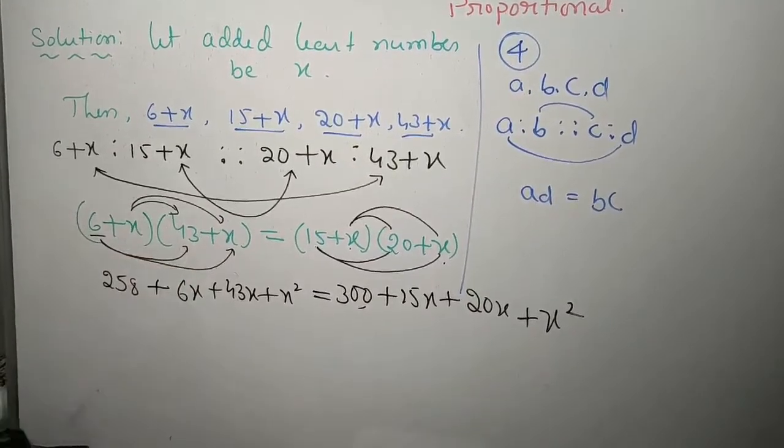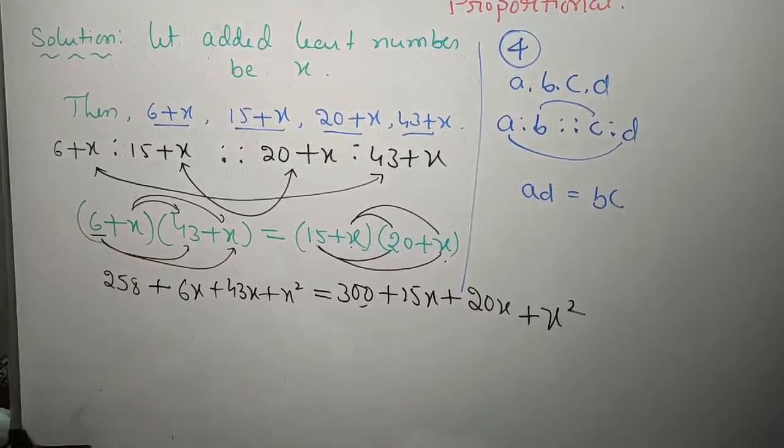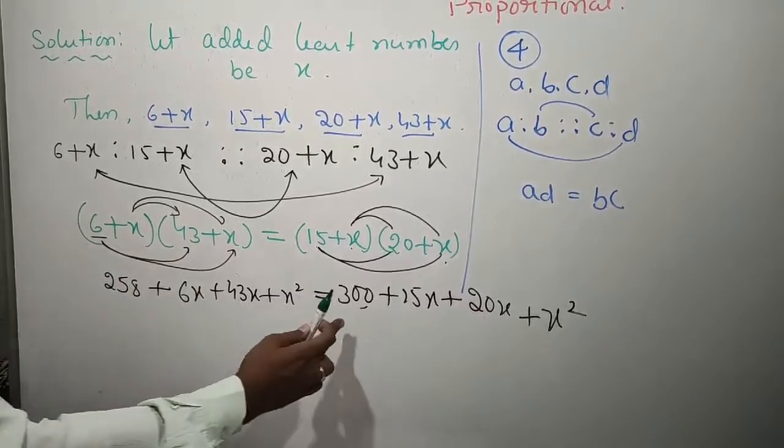You should follow this method, multiplication. Which term will cancel? Left hand side, right hand side. This is left hand side. That is right hand side.